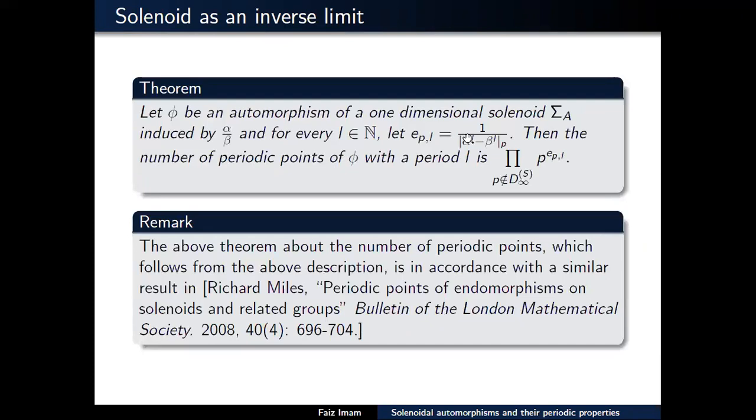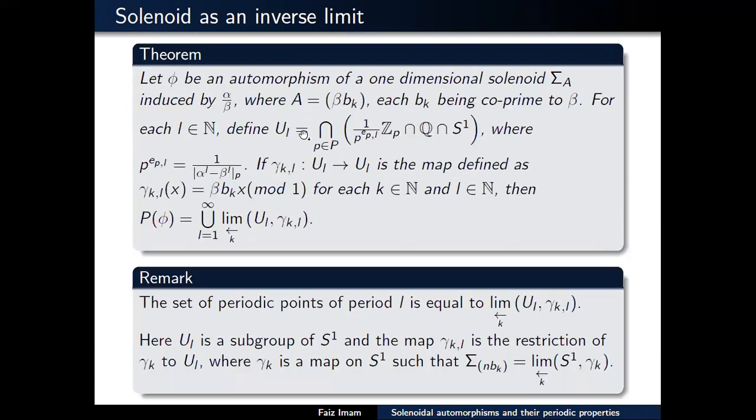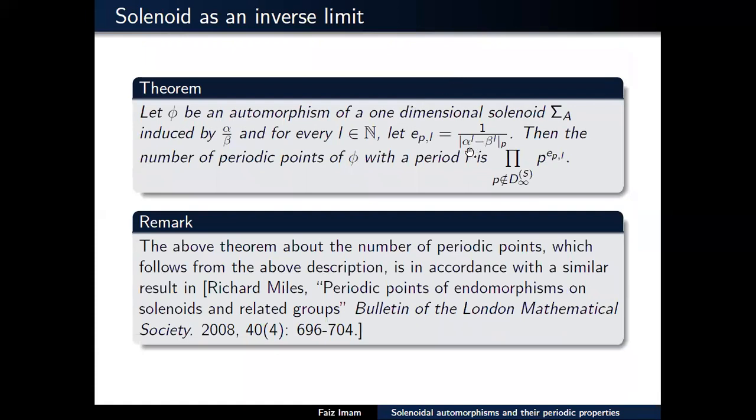Here we move to the next result. Let phi be an automorphism of the one-dimensional solenoid sigma induced by alpha by beta, and EPL is the one which I defined in the previous slide, the periodic norm of 1 by alpha to the power L minus beta to the power L. Then, the number of periodic points of phi: in the previous result, we gave the set of all periodic points, and in this result, we actually counted the number of periodic points with period L. So if I want to know how many periodic points there will be for a period, let's say 23, this will give you the exact count.